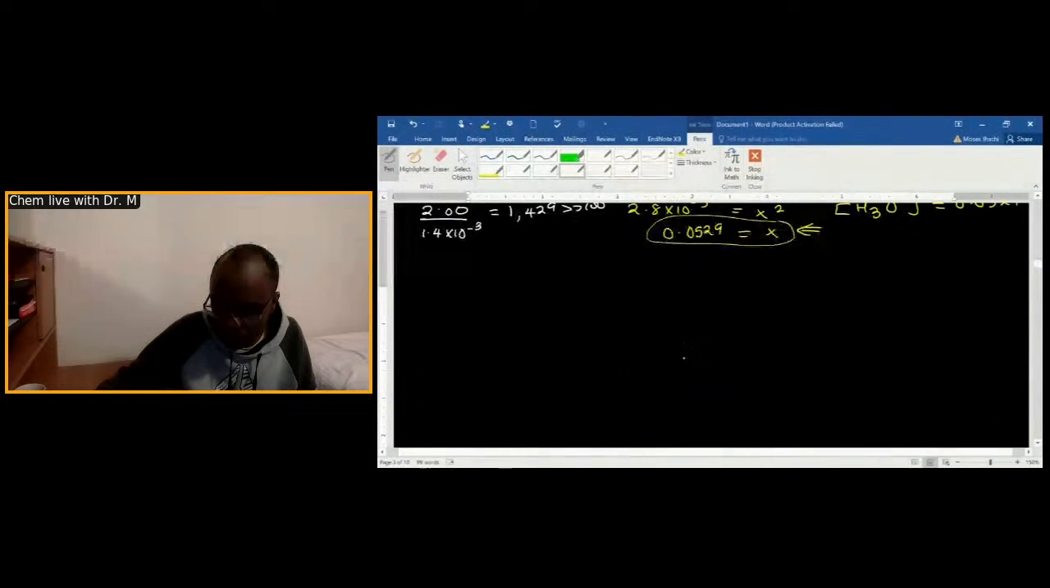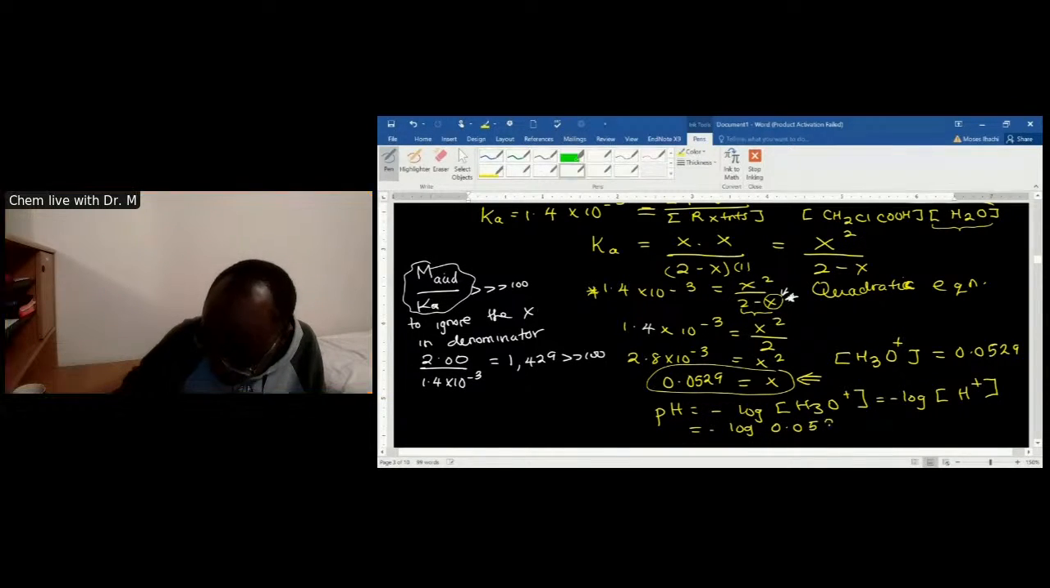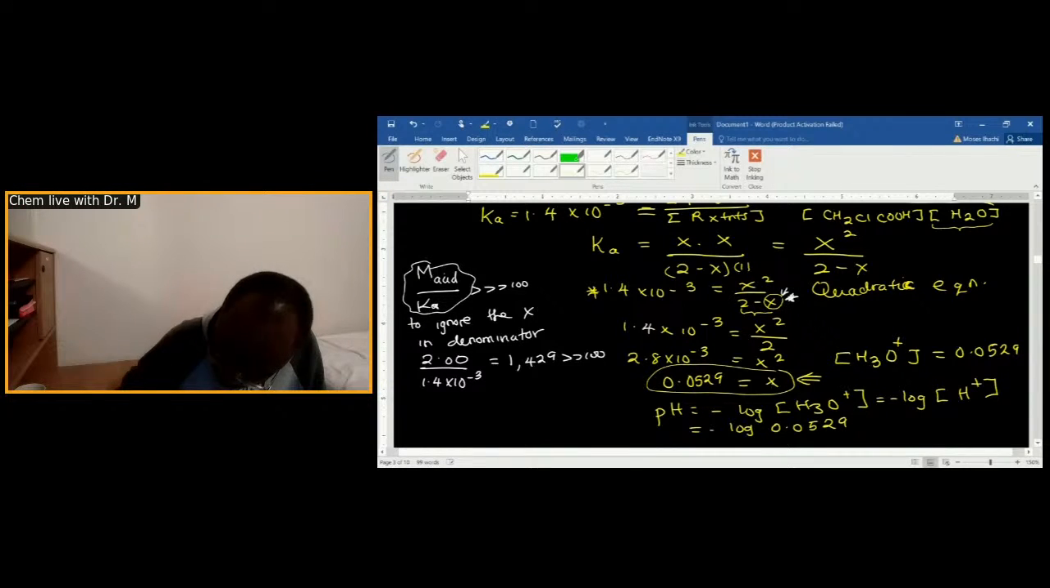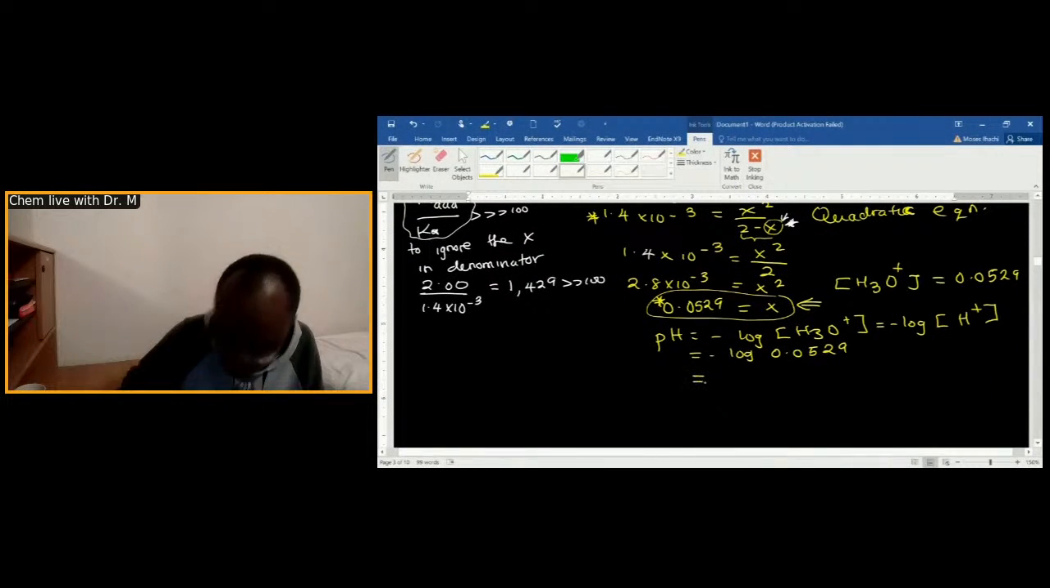So now we are ready to calculate the pH. So pH will be equal to negative log of the concentration of H3O plus. That's always the formula. Some books will write it as H plus, it still implies the same thing, which is negative log of 0.0529, which is what we found in this expression right here. You do the math, you'll find that the pH of this solution when chloroacetic acid is dissolved in water will be 1.28, and that will be the final answer.